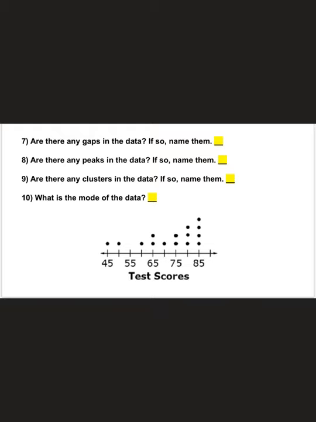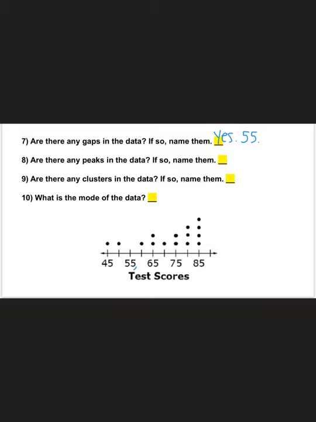All right, 7 through 10 had to deal with a dot plot again. So number 7 says, are there any gaps in the data? If so, name them. Remember, a gap is where you are literally missing data. It's a gap in your data. So looking at this, there's a gap. We're missing data at 55. So your answer should have been yes, and then put the number 55.